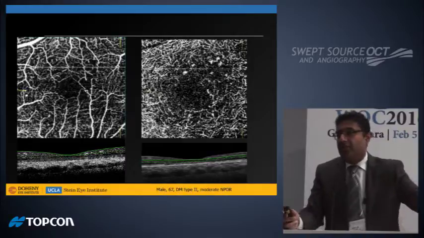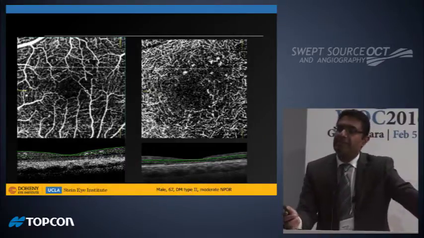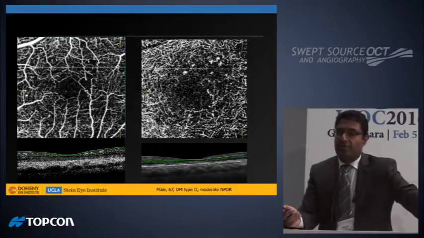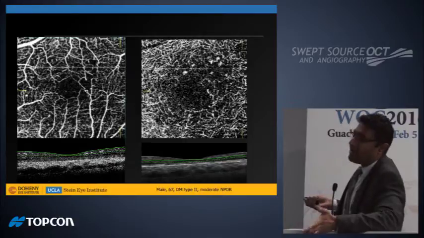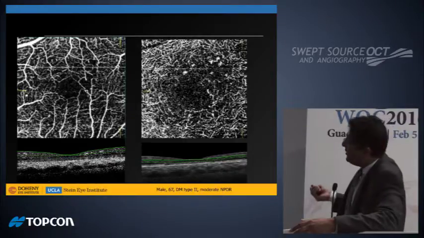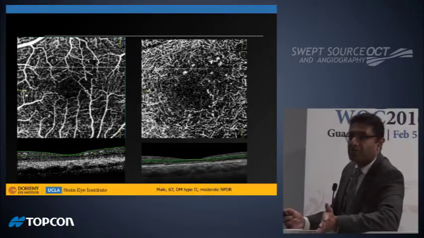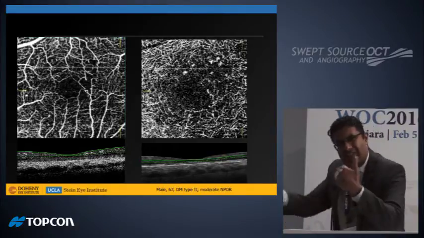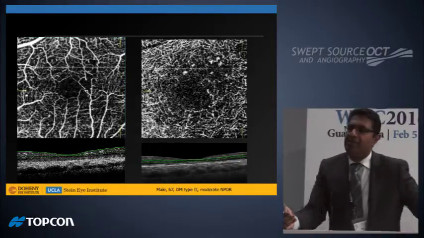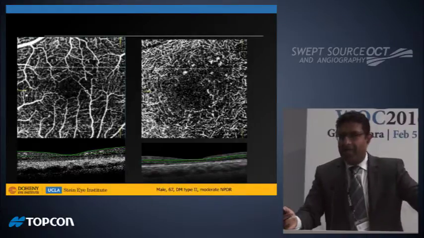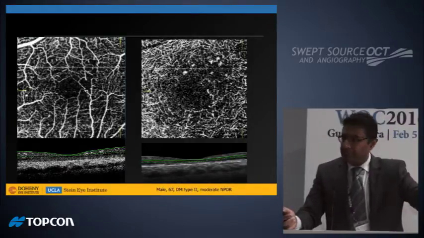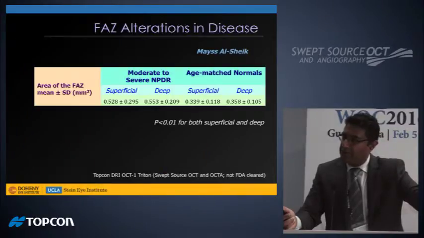Part of that relates to the likely slow flow that's occurring in these aneurysms. But one of the things that we have seen, and we're not the first to describe this, several groups have, is that the vascular alterations, particularly the microaneurysms, seem to be more prominent in the deeper layer compared to the superficial layer. So we didn't really understand that before with fluorescein angiography, but we are in a position to understand that now with the depth resolved capability of OCT angiography.